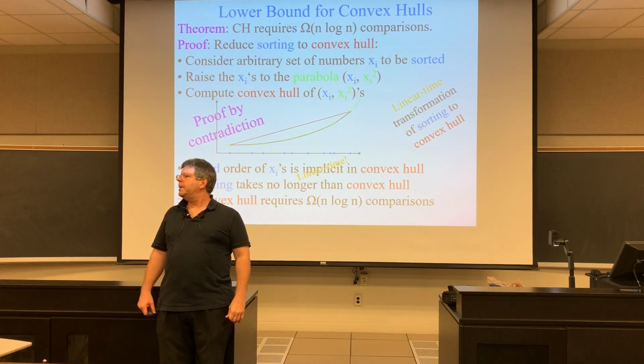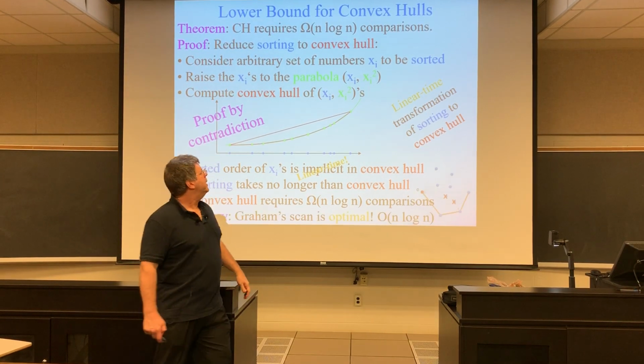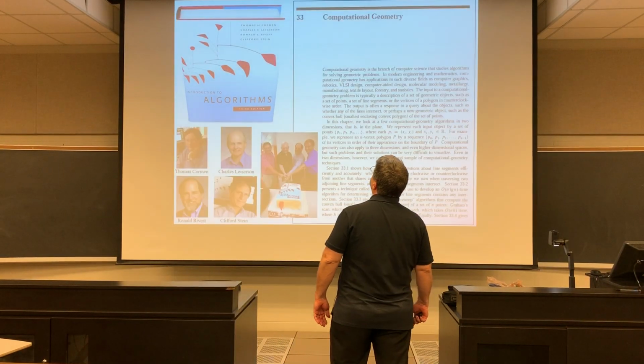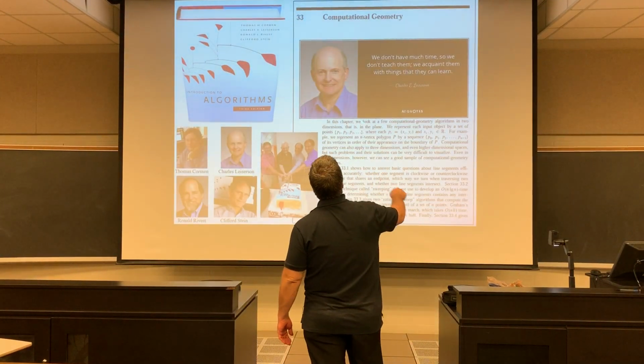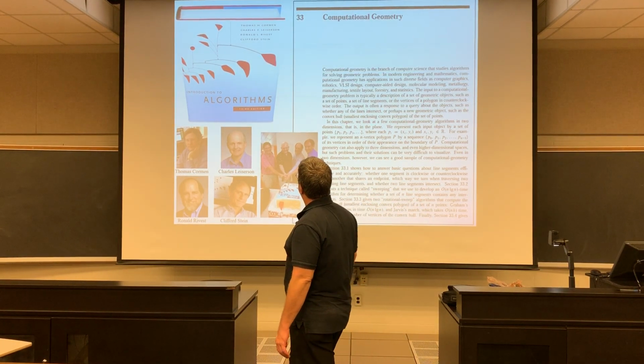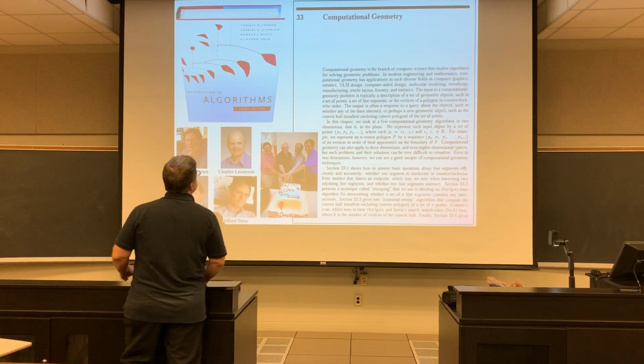Any other questions about this? So the first thing we're going to do next time is go over this proof again, much quicker, but this should sink in. And let me show you where, so in the Cormen book, it's chapter 33, computational geometry. So look at this chapter. You'll see some of these insights about convex hull algorithms and so on.